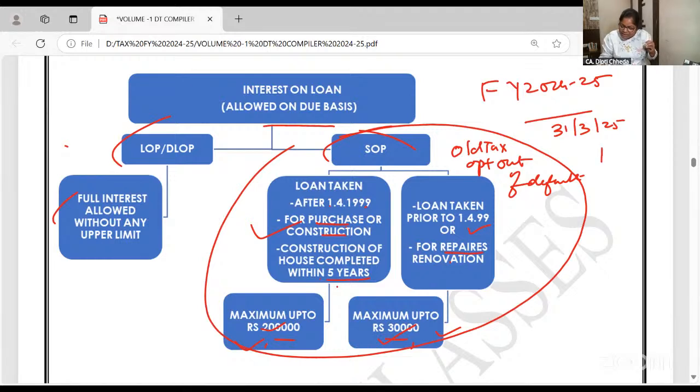If you are still in the default tax regime, for self-occupied property, no interest on loan is allowed. I'm repeating, if you're filing the return in 115BAC, default tax regime, no interest is allowed at all on self-occupied property. For let out and deemed let out, in both cases full interest is allowed. But in the default tax regime, no interest on self-occupied. Here, how much interest? 2 lakh.